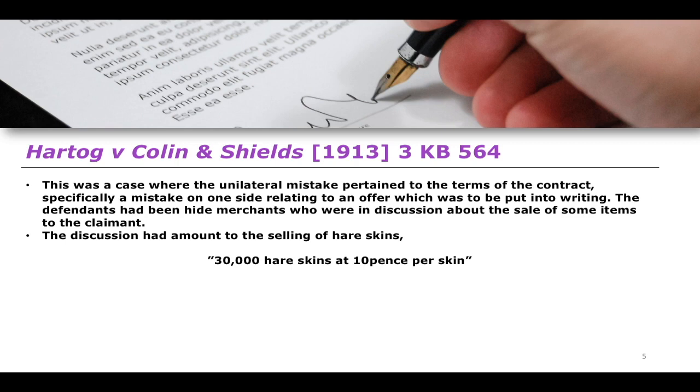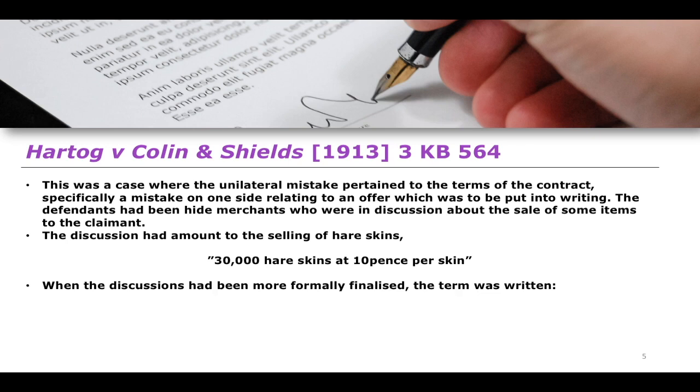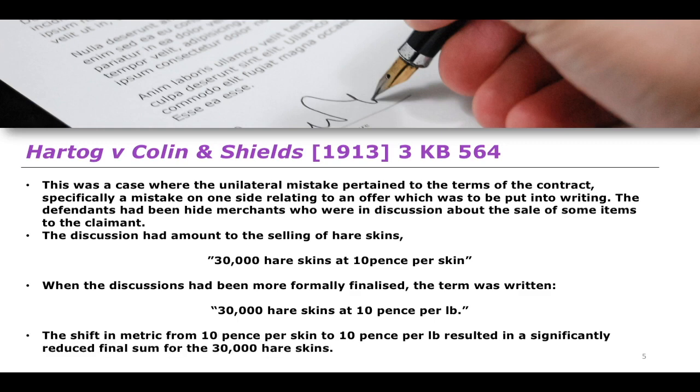Specifically, it was 30,000 hare skins at 10 pence per skin, so quite a lot of hare skins, in fact. When the discussions had been more formally finalised, the terms were written differently. The terms were written as such: 30,000 hareskins at 10 pence per pound. So rather than it being per skin, it was now per pound. So it was measured in weight, not in quantity.